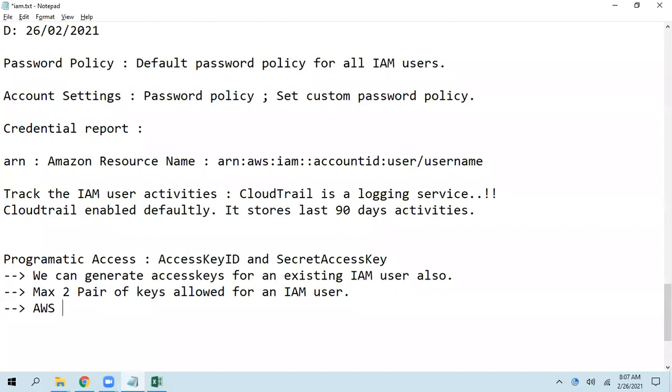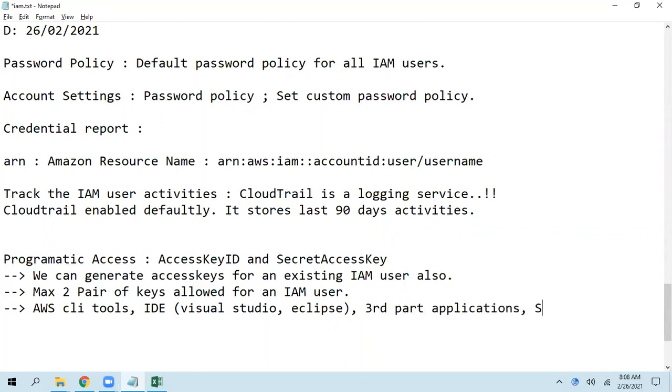Where are we going to use them? By installing AWS CLI tools, we can use them. Or if you want to access your AWS environment using any IDE, like Visual Studio Code, Eclipse, or NetBeans, then you can configure the access key ID and secret access key. Or else third-party applications. Or if you are performing software development kit or cloud development kit operations, there we are going to use it.